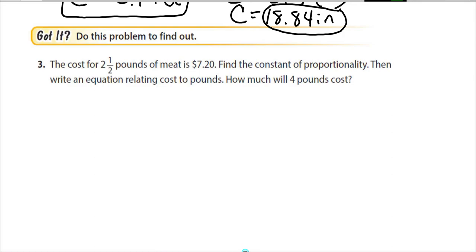Okay, it says the cost for 2.5 pounds of meat is $7.20. Find the constant of proportionality, then write an equation relating cost to pounds. How much will 4 pounds cost?